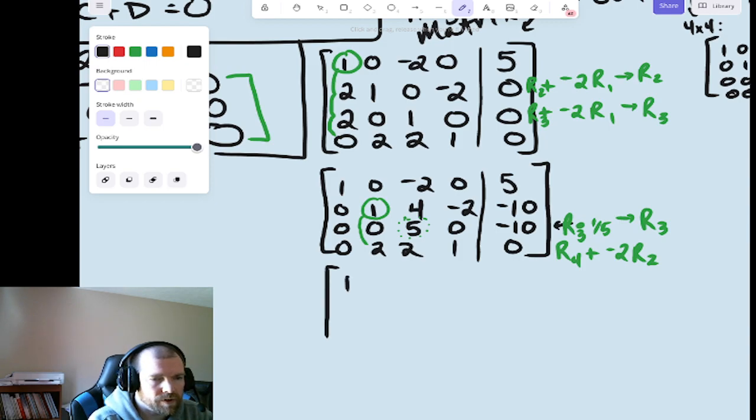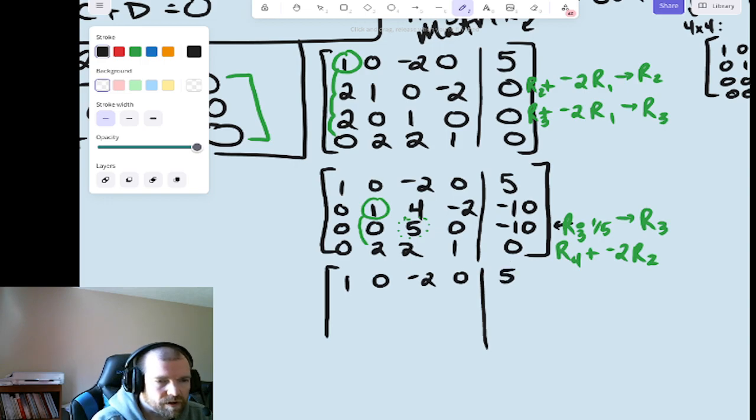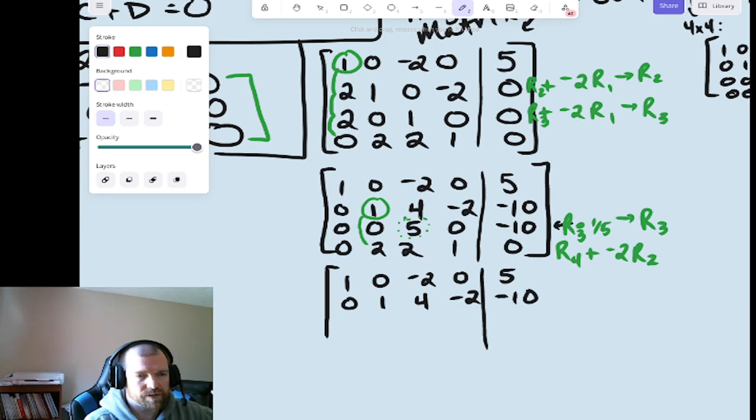So here we get 1, 0, -2, 0, augmented 5. 0, 1, 4, -2. Again, same thing. We could have also gotten rid of the things above and below 5, but we'll just wait. -10. Okay, row 3. So 0, and we're just multiplying straight across. So 0, 0, 1, 0. -10 times 1/5 is going to be -2.